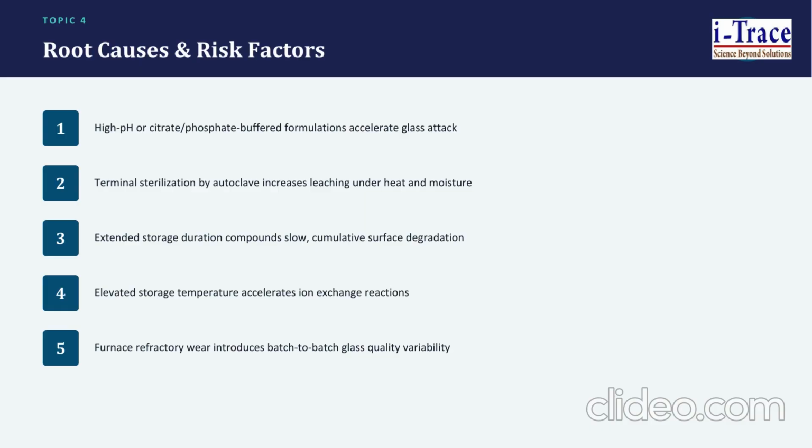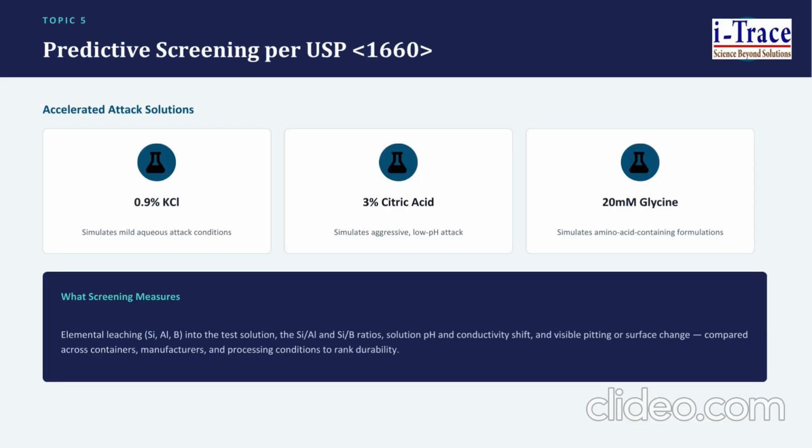And finally, that furnace variability we just discussed introduces batch-to-batch differences that can catch teams off guard if they assume every lot behaves identically. If you remember one thing from this slide, delamination risk is never just about the glass. It's about the specific interaction between your formulation chemistry and that particular glass surface. This is where the chapter gets genuinely useful.